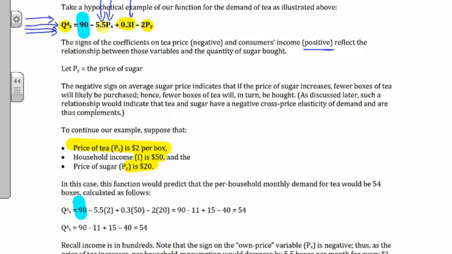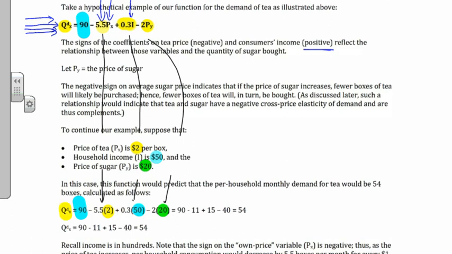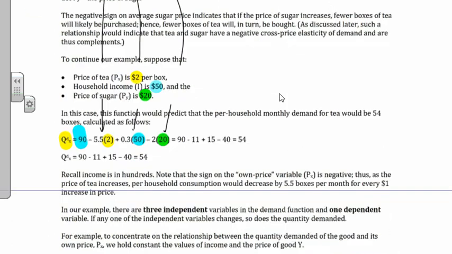The rest of it is plug and play. We know where we get everything from. There's the 5.5, there's the 0.3, and there's the 2. We're just plugging in the actual numbers then that we've got. Let's put some color to that. There is the $2 per T, there is the $50 of income, and there is the $20 for the price of sugar. We plug and play everything. And now remember, what am I trying to work out? Always come back to what you're trying to work out, which is the quantity D, demand of X. In this particular case, X is the T, and we get to an answer of 54. And again, that'll depend on what you're looking at. In this particular case, it's boxes of tea. So our QD, the quantity demanded, would be 54 boxes of tea.